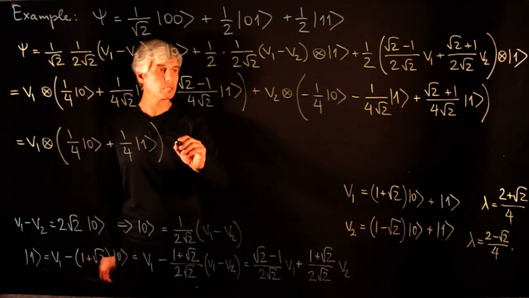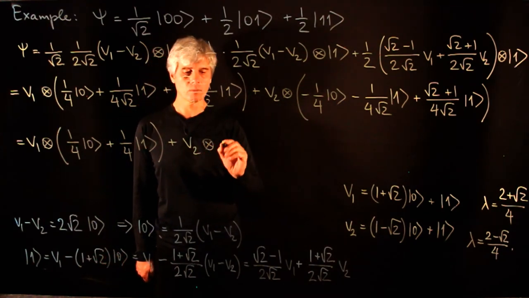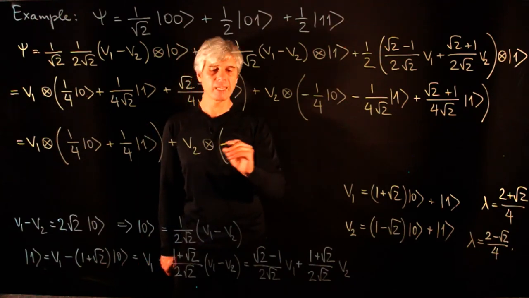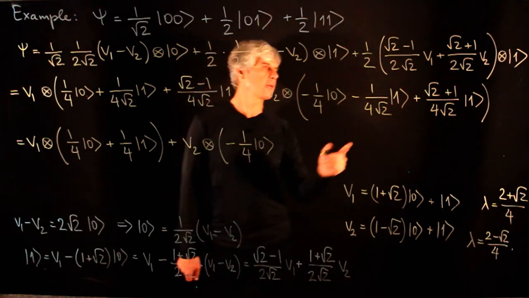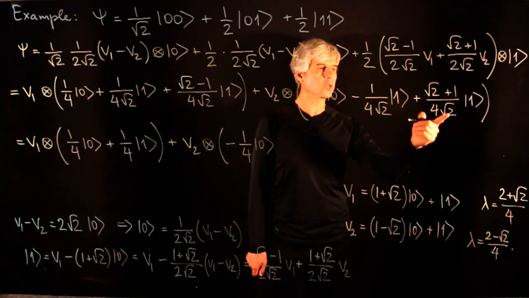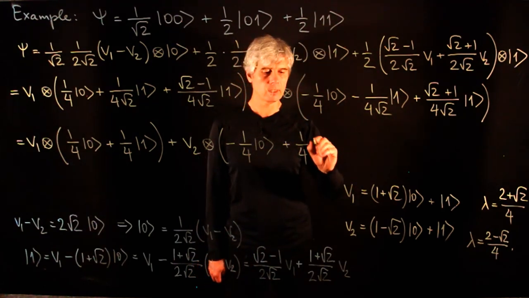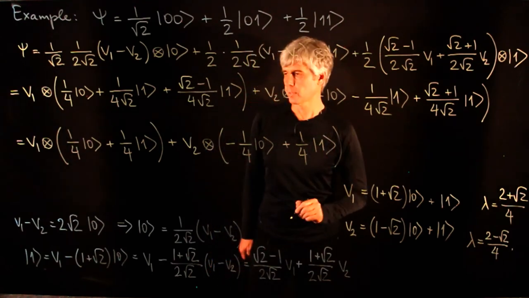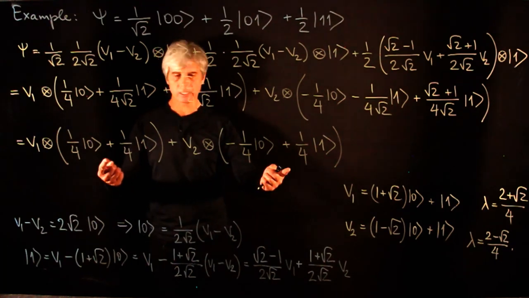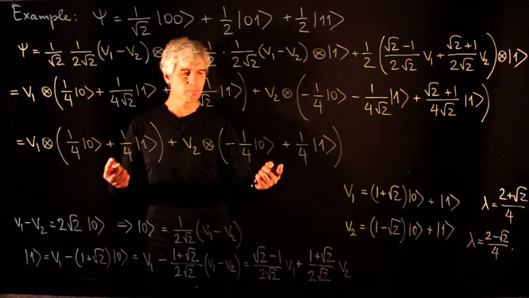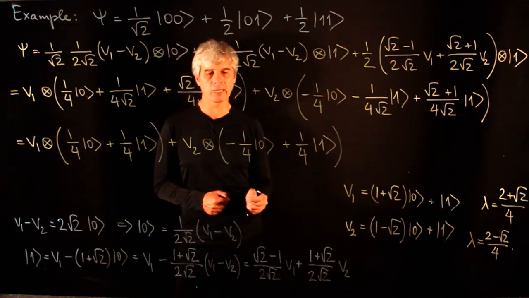And plus V2 tensor with negative 1/4 0. And again, this will cancel, square root of 2 will cancel, plus 1/4 times 1. And so what we see here is that these two vectors, as predicted, become orthogonal to each other, right? So here we have a pair of orthogonal vectors.